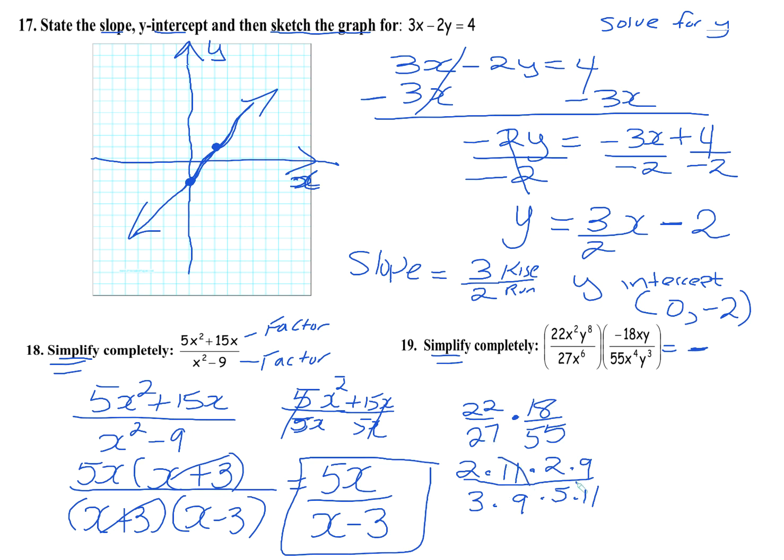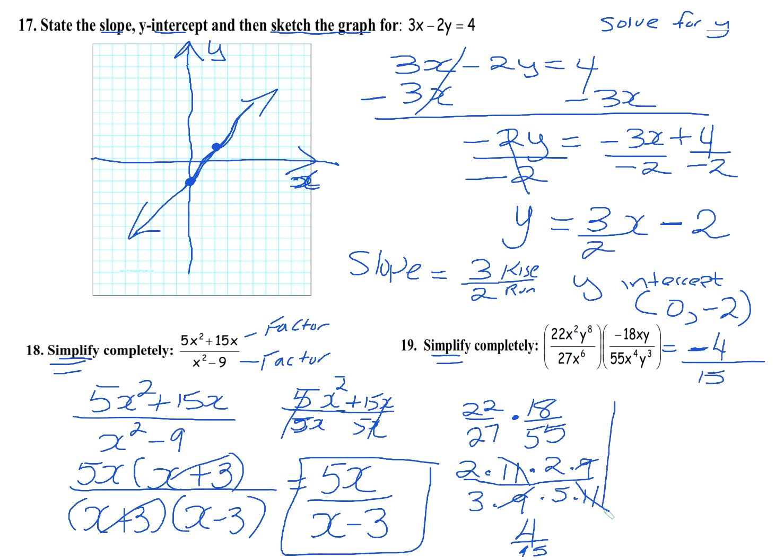This 11 cancels this. This 9 cancels this. So what are you left with? 2 times 2 is 4 over 3 times 5 is 15. And always check your fraction. This is as small as it can get. So my fraction is 4 over 15, and it will be negative.